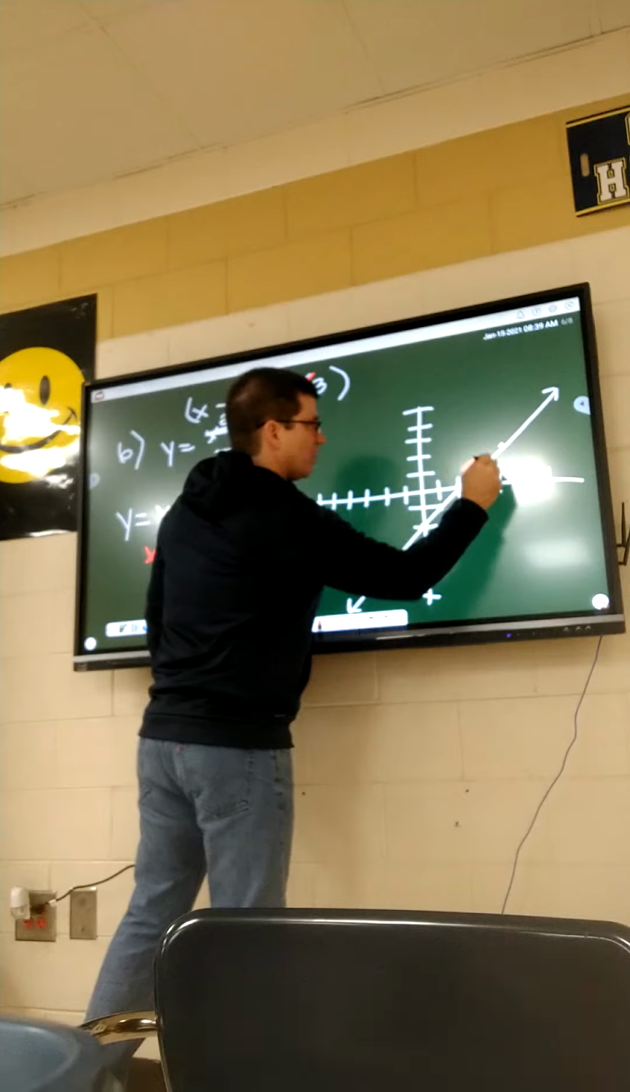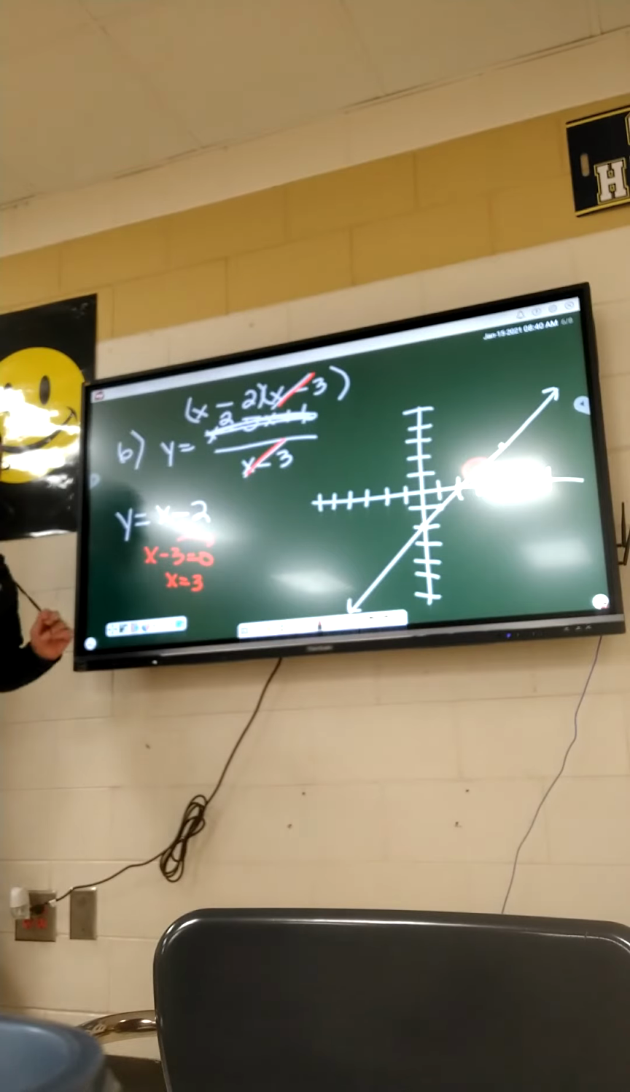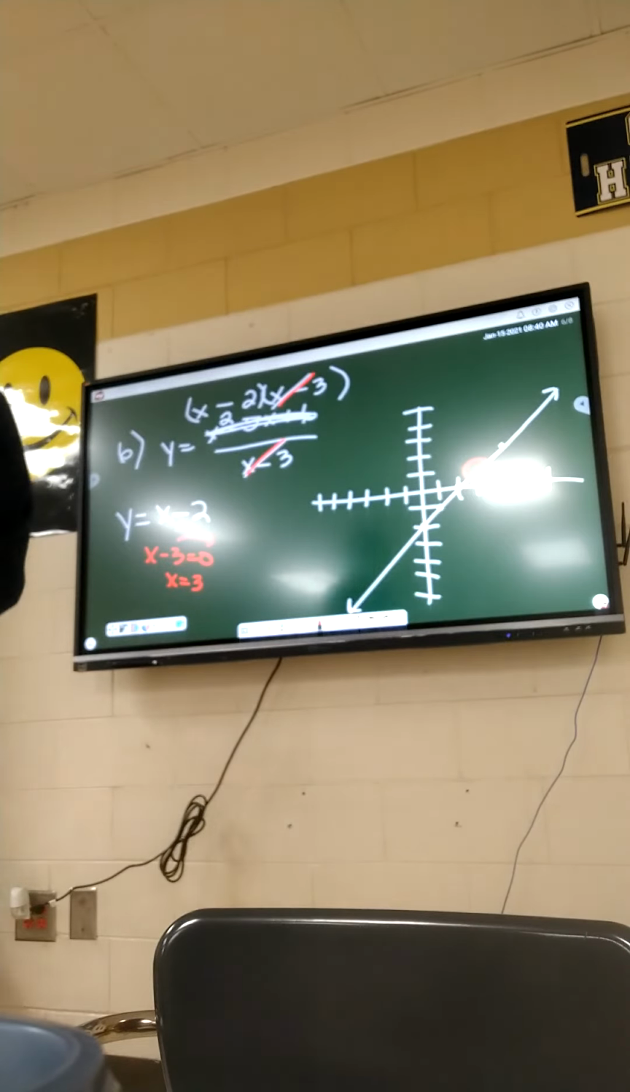All right, so now I've got my hole right there. You don't have to erase your line going through the hole. I just think it looks better. All right, so most kids think these are easier on the test than the others. It is much shorter. I can do this more in my head.